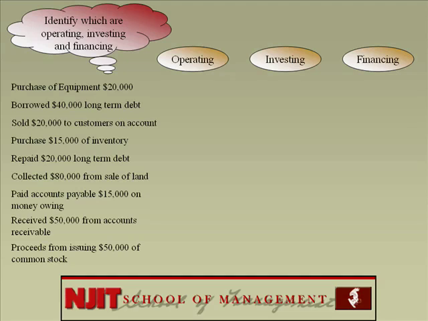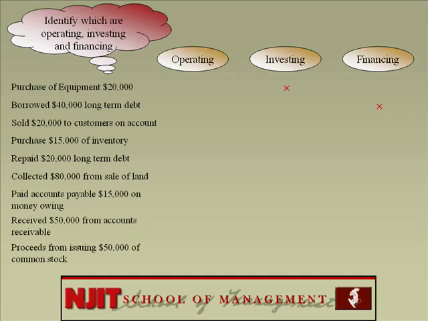Are you done? Okay, let's see how good you are. Here are the answers. Purchase of equipment, I think we already did it. The cash, $20,000 you paid, would be shown under the investing column. $40,000 long-term debt, where did you put it? If you put it in financing, you got it right. Cash received $40,000, long-term debt would be shown under financing activity.